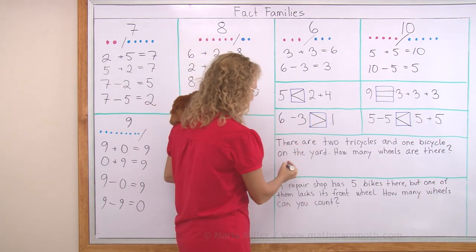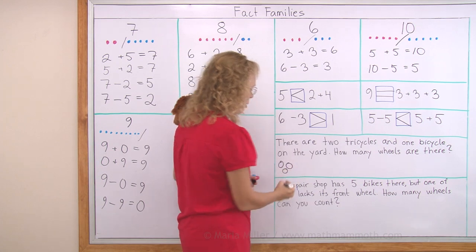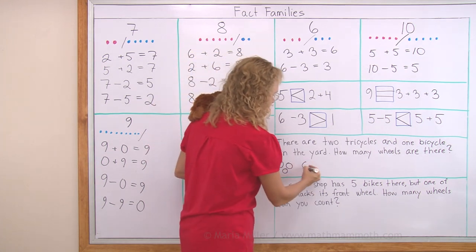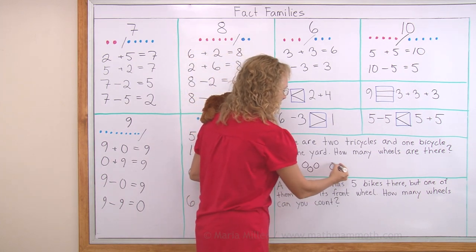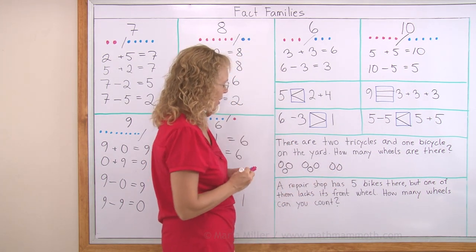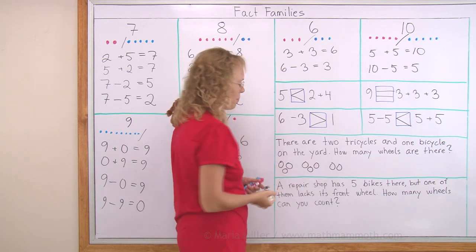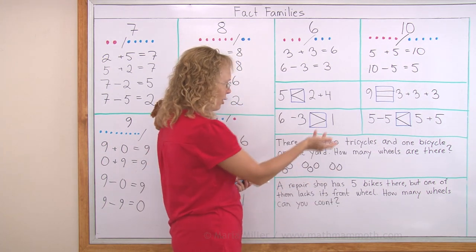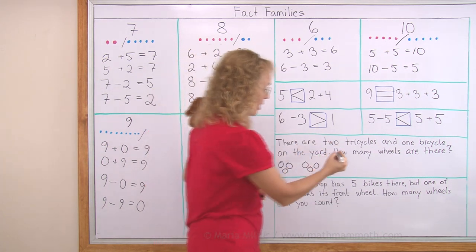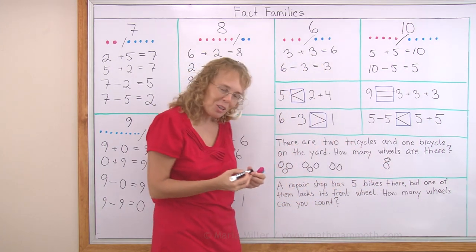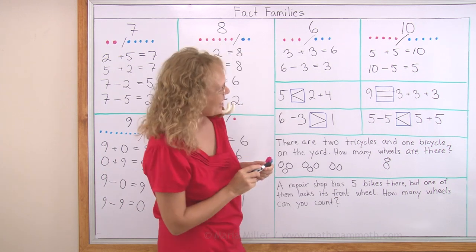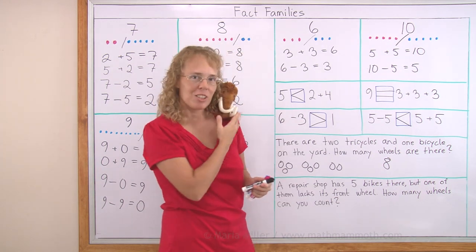2 tricycles, okay. 1 tricycle would have 3 wheels. Another tricycle would have 3 wheels. And a bicycle would have 2 wheels. So this is 3 plus 3 plus 2, right? How many in total? You get the same as I do? 8. Yeah. What's that, Matthew? Oh, he wants to go riding now. Well, we still need to finish the lesson first, Matthew.